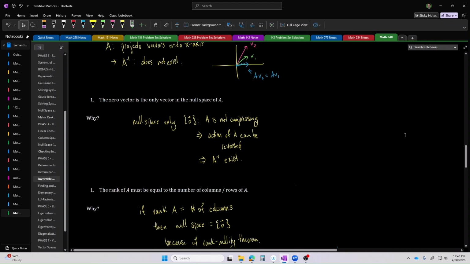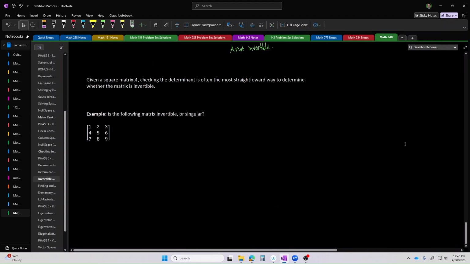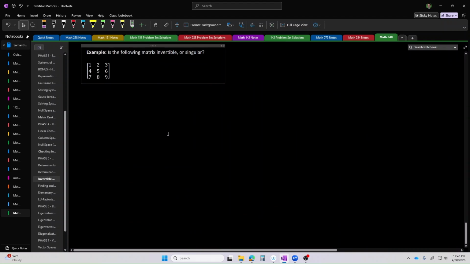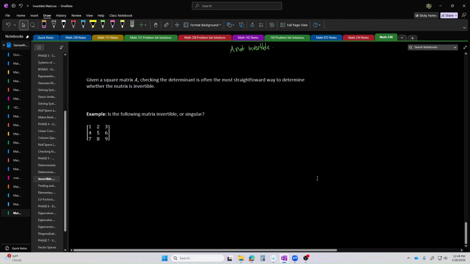be reversed. So for a quick example, let's go back to this matrix that we've studied in great detail. This matrix 1, 2, 3, 4, 5, 6, 7, 8, 9. Let's make a conclusion. Is this matrix invertible or is it singular? So we've done plenty of work up to this point to help us to answer this question quickly.